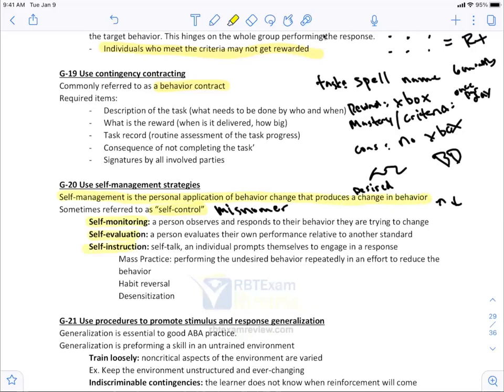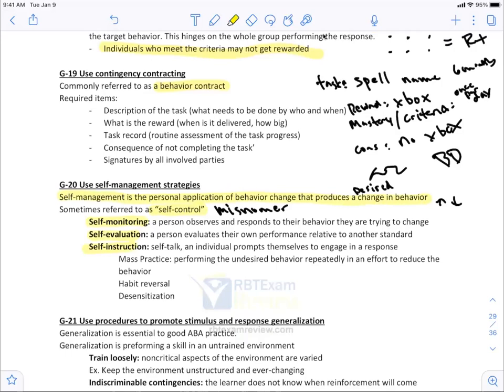So self-monitoring, you're observing and responding to your own behavior, either through checklists, right? Through surveys, through video records. So you're observing yourself and responding to that behavior as you're trying to change it. If you have an exercise chart, and each morning you're supposed to run 30 minutes, on your exercise chart, this is how you're going to monitor yourself. You ran 30 minutes Monday, 30 minutes Tuesday. On Wednesday, you only ran 25 minutes. Your exercise chart, your self-monitoring should reflect that, right?